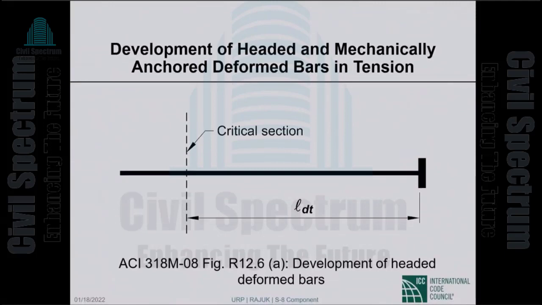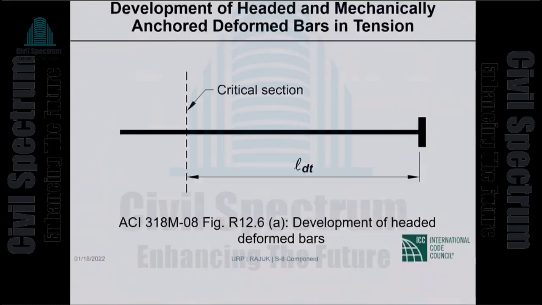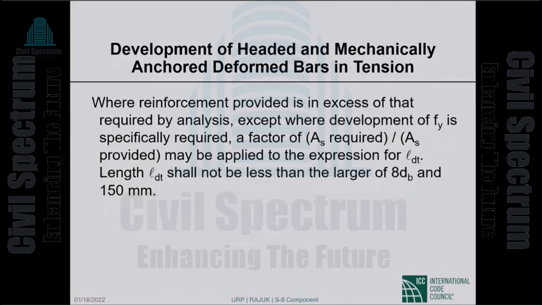So this is L sub dt from the bearing face of the head to where the bar is fully developed. L sub dt, headed bar development length, and then where reinforcement provided is in excess of that required by analysis, except where development of f sub y is specifically required as before, a factor as required over as provided may be applied to the expression for L sub dt.